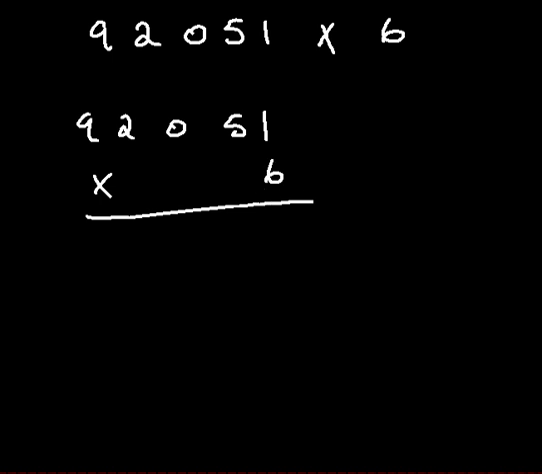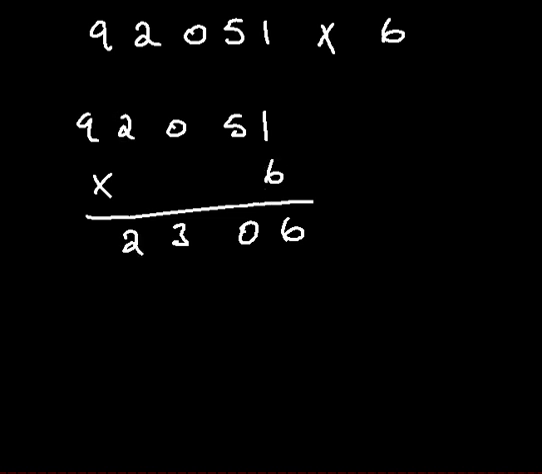So in this case, we'll have 6 times 1, that is given as 6. And 6 times 5, we have it as 30. We'll present 0 and keep 3. And 6 times 0, that is 0 plus 3. We'll have it as 3. And 6 times 2, that is 12. We'll have to put 2 and keep 1.